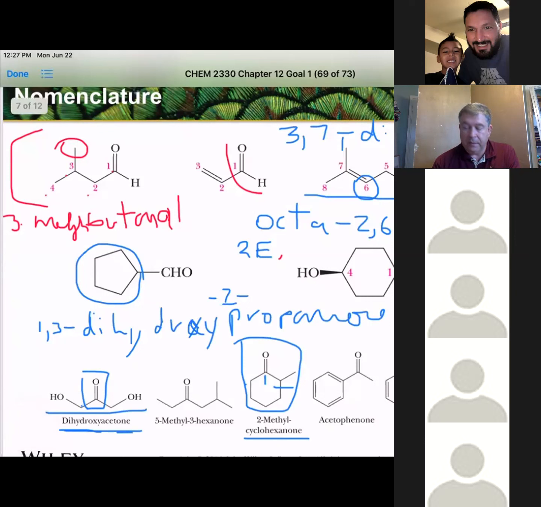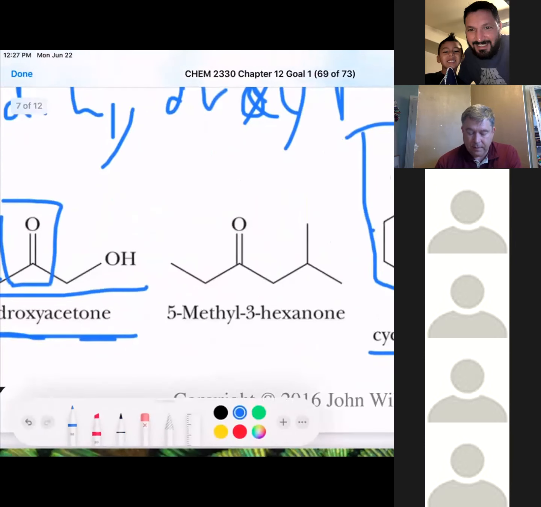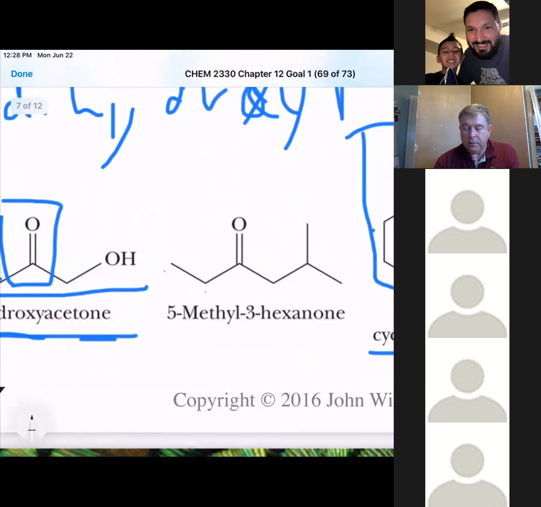All right, and then let me do this last one here. Let me see if I can just blow it up, maybe draw it with a smaller pen here. Okay, so this one is 1, 2, 3, 4, 5, 6 is the parent carbon, so that gives us hexanone. But because it's not necessarily symmetrical, we have to show where it is, so we have to name it 1, 2, 3, 4, 5, 6.